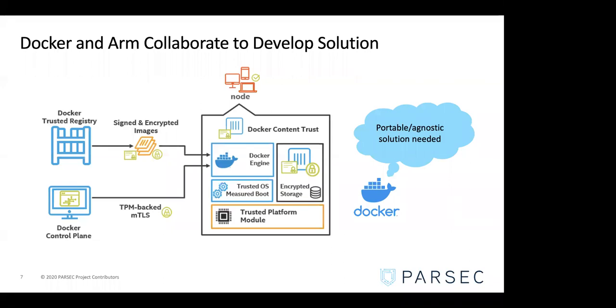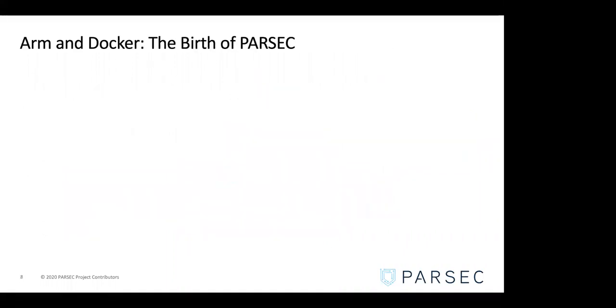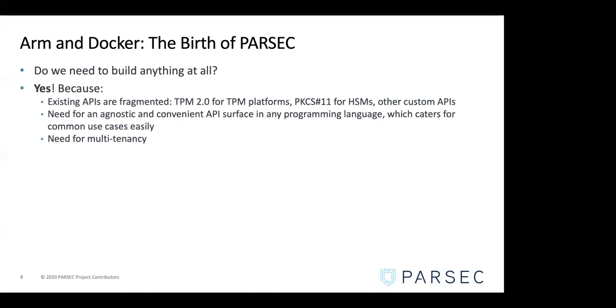And this really aligned well with the investigations that we were doing within Arm into these platform agnostic security interfaces. So we saw eye to eye on the problem and roughly on what was needed to address it. So we got together and decided to work together to create something in the open source community. And the executive summary of how those conversations went was, well, do we need to build anything at all? And really the answer to that was yes, because again, the existing APIs were fragmented, specialized. We needed platform agnostic APIs.